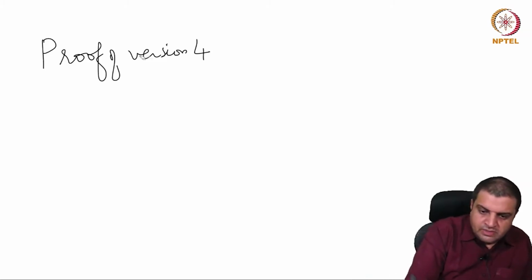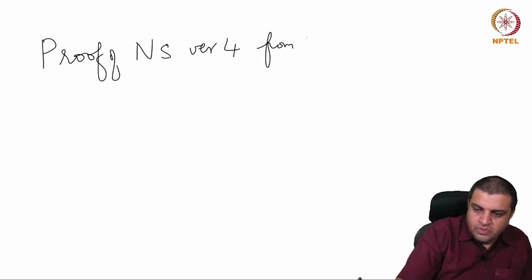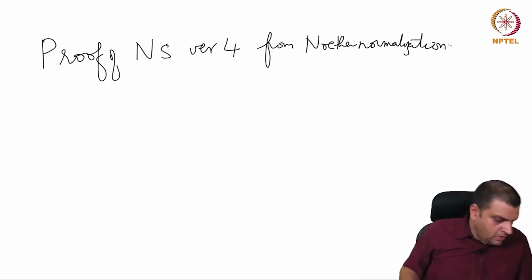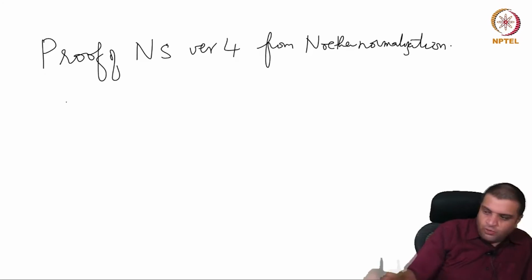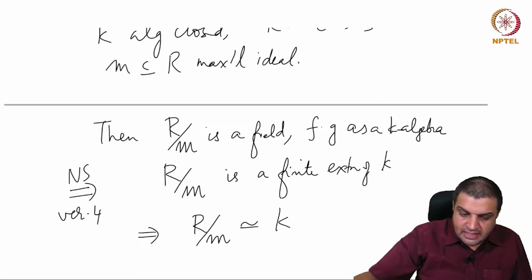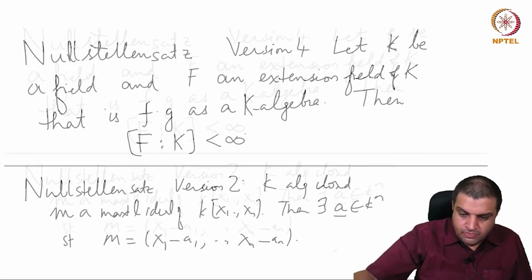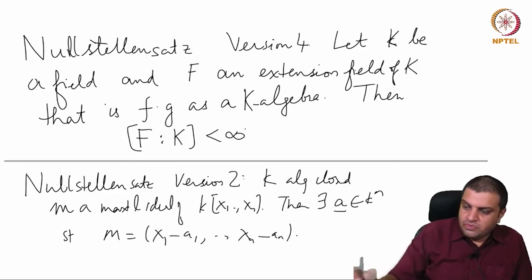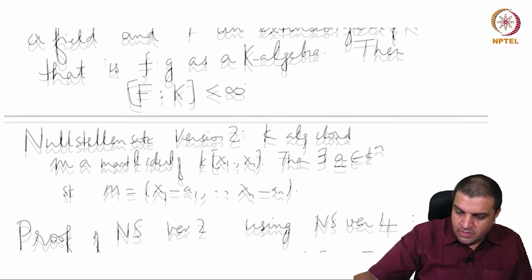of Nullstellensatz from Noether normalization lemma. Okay. So version 4 of the statement was: a field extension that is of finite type is finite. Okay, this is what we have.